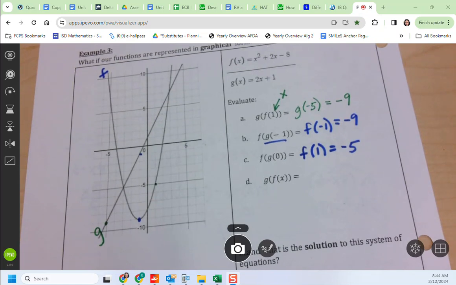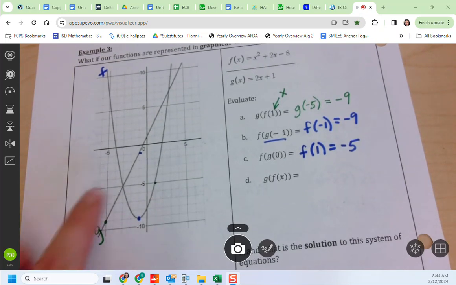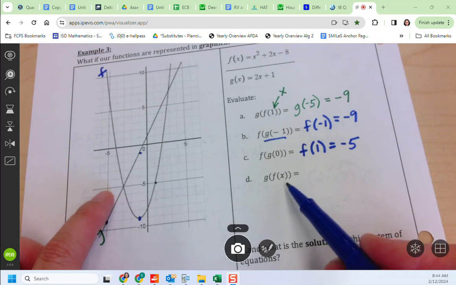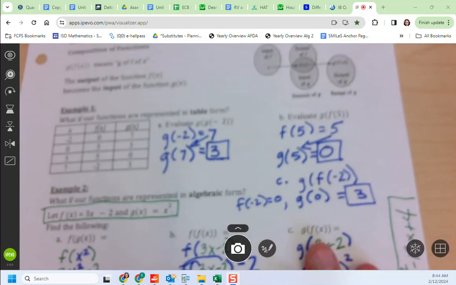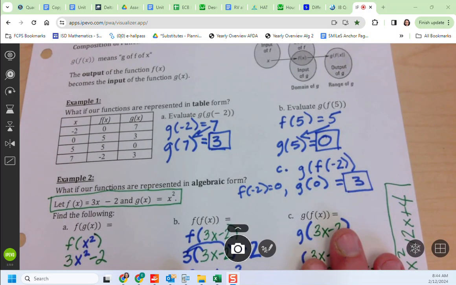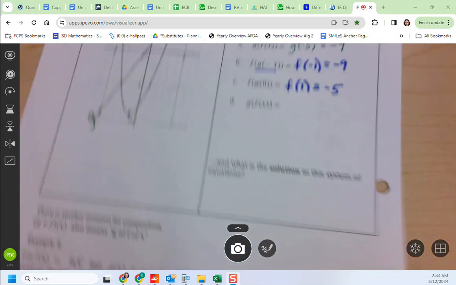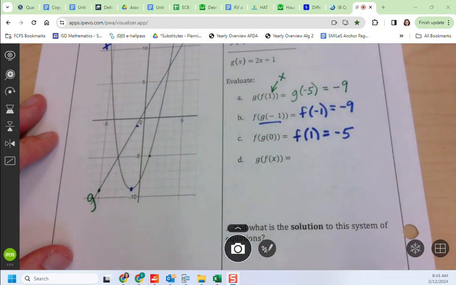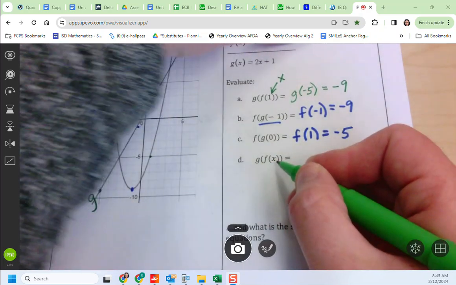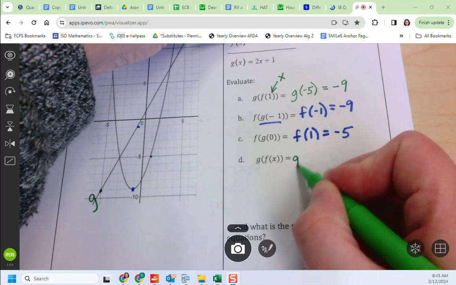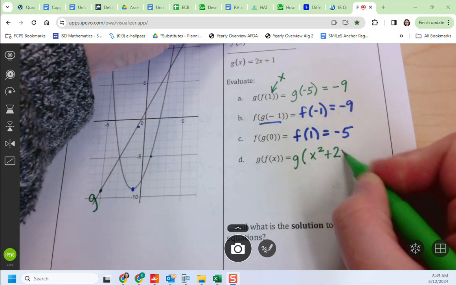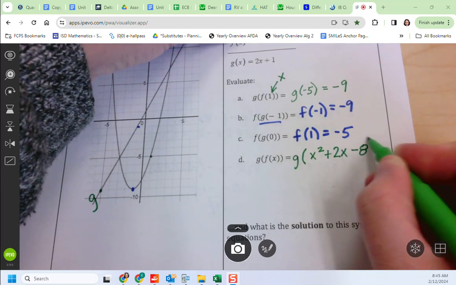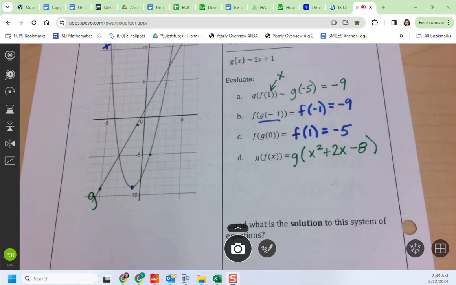All right, the next one we can't actually find from the graphs because it doesn't have a number, it has x. So we're doing g of f of x. We're going to actually do this problem the way we did these down here. So this is going to be some good practice because I told you this is the most important part. All right, so we're going to take function f, which is all of this, and we're going to write g of all of this: x squared plus 2x minus 8. So we're putting all of that into function g.